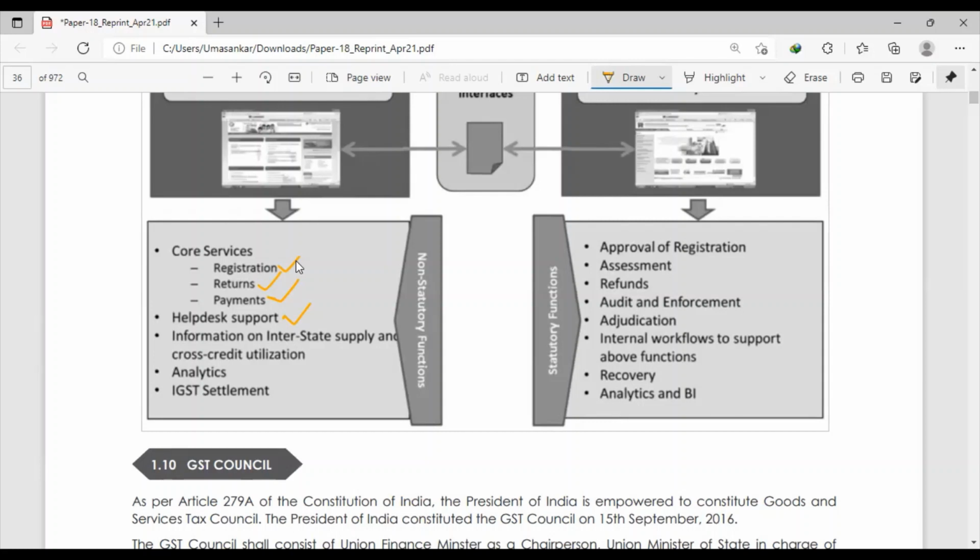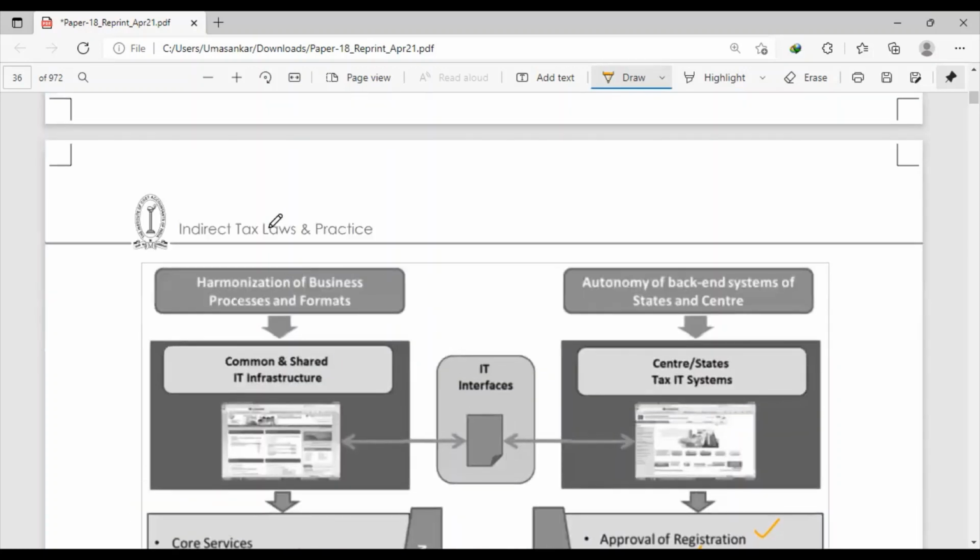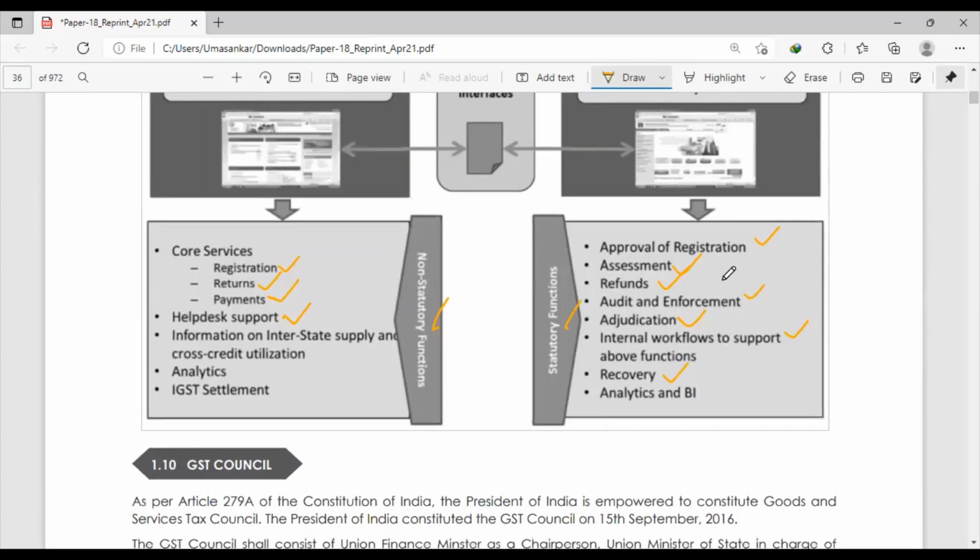These all are non-statutory functions. And these all are statutory functions. What are the statutory functions? Like approval of registrations, assessment, refunds, audit and enforcement, adjudication, internal workflow for support, recovery, analytics, and business intelligence. So here the autonomy of backend means that in an organization there is a front end and a back end. In the back end, all these works take place, which are also known as statutory functions. And this is on the front end: registration, return, payment, support.